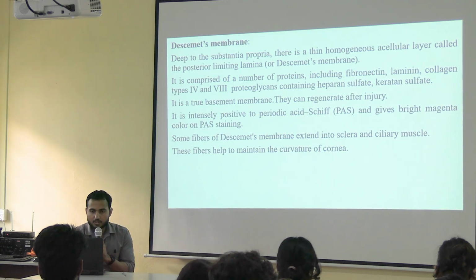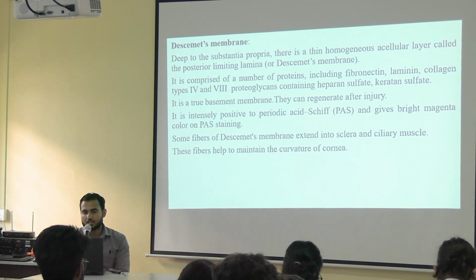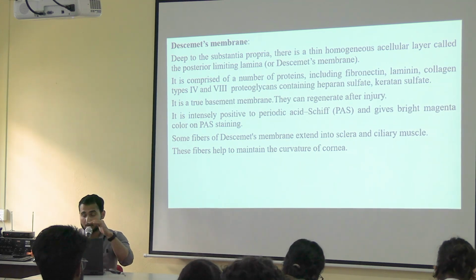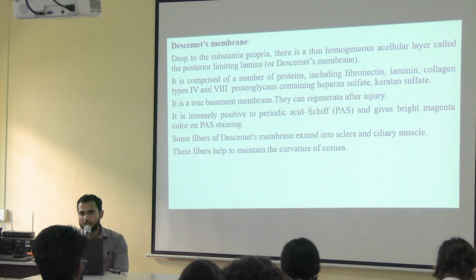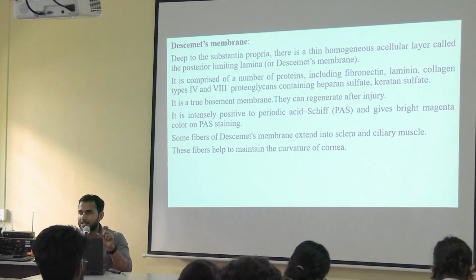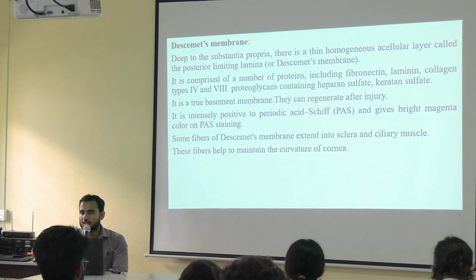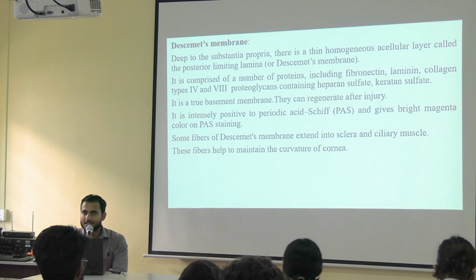Next layer is Descemet's membrane. Descemet's membrane is present below, or deep to, the Substantia Propria. It is acellular in nature. What does acellular mean? It doesn't have any cells, so cells are not present.